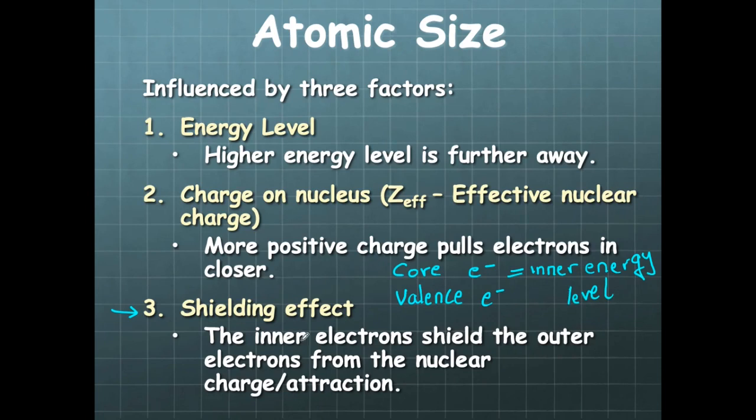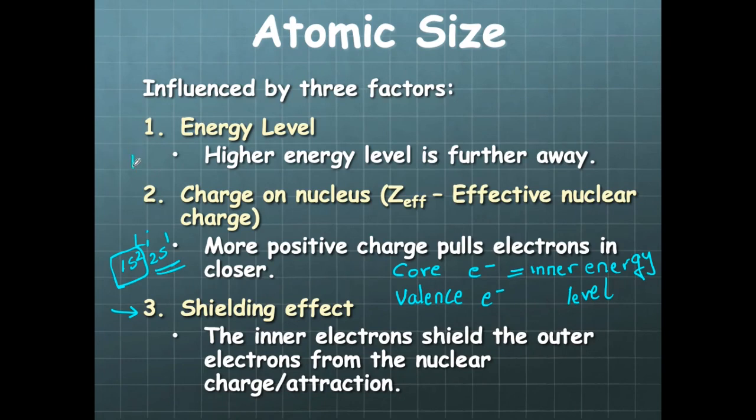Okay, so let's look at, let's say, lithium. Lithium has 1s2, 2s1. The valence electrons are these, and the core electrons would be these. 1s2, the electrons present in the first energy level would be the core electrons, and the electrons present in the second energy level would be the valence electrons.